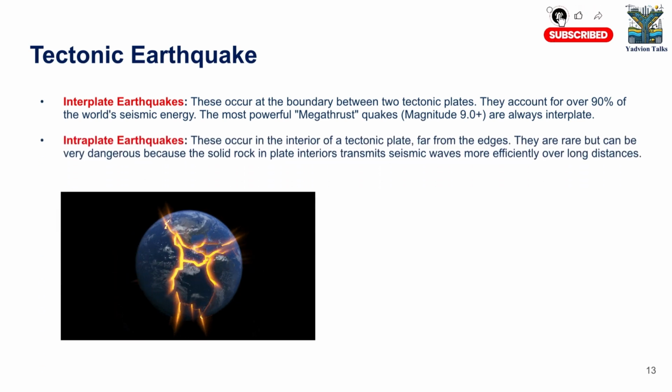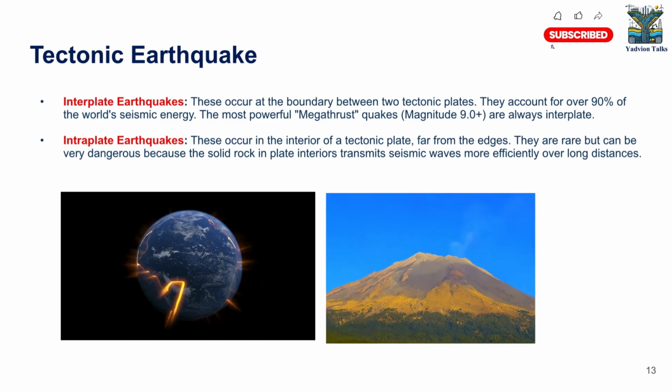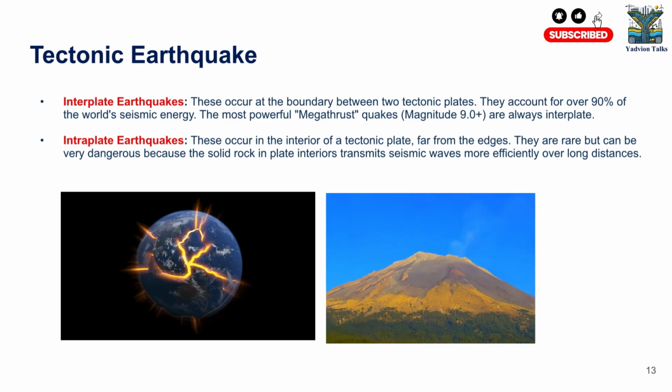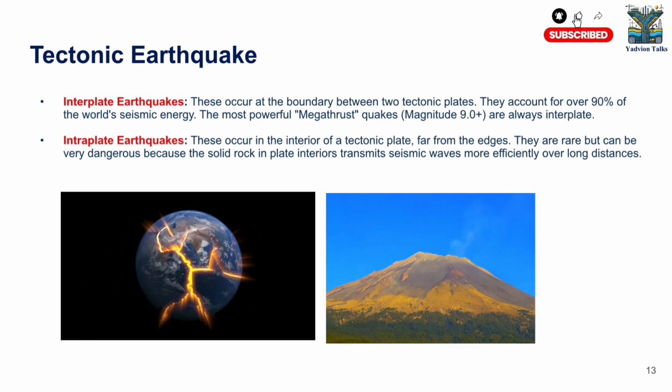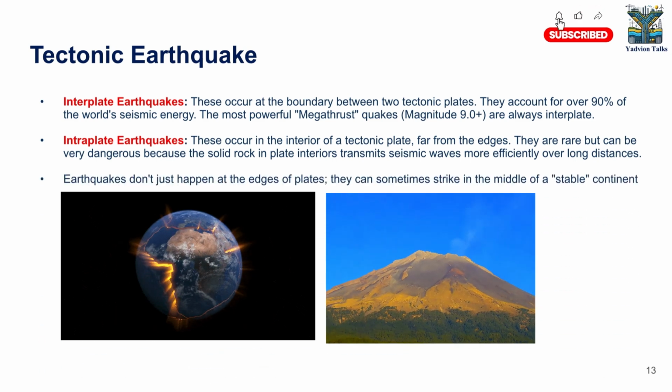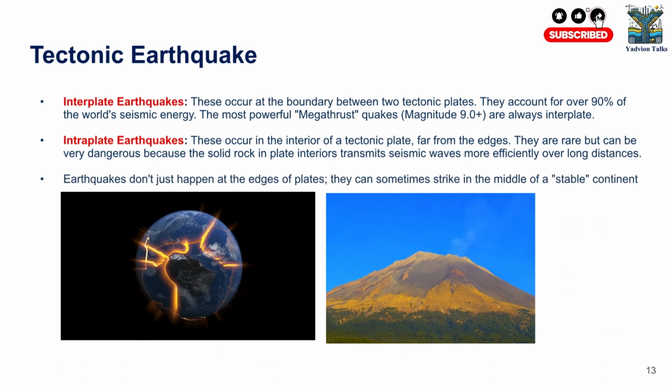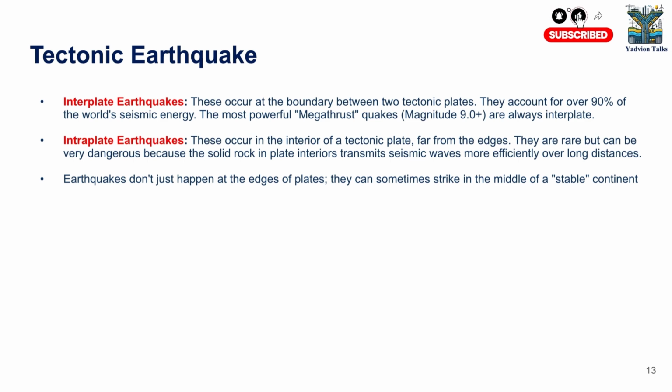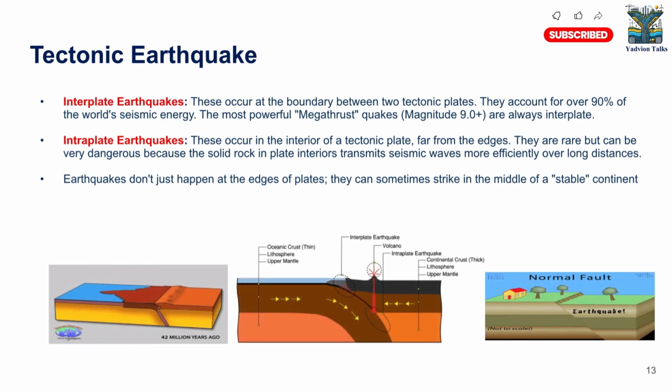Interplate earthquakes occur at the boundary between two tectonic plates. Intraplate earthquakes occur at the interior part of a tectonic plate, far from the edges. Earthquakes don't just happen at the edges, but sometimes they can happen in the middle of a stable continent also. So this is one animation which shows the movement of tectonics and how the earthquake comes.